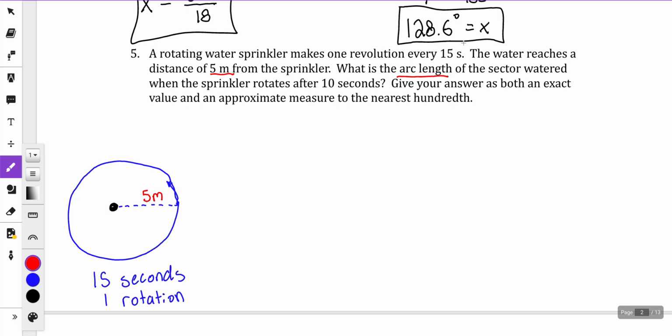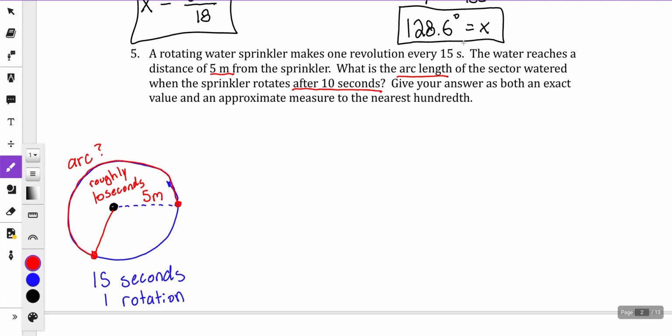So that means you're talking around the outside of the sector watered when the sprinkler rotates after 10 seconds. So we're looking for arc length after 10 seconds. To just sketch it and guess it, it's going to look something probably like this. If it's 15 seconds all the way around, my guess is that that's about roughly 10 seconds. Roughly. And my goal is to find that arc length. That's the distance around the outside. So I'm roughly looking for this. Perfect. Any suggestions?